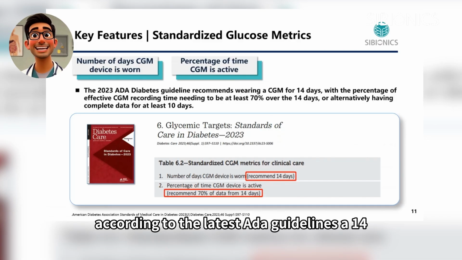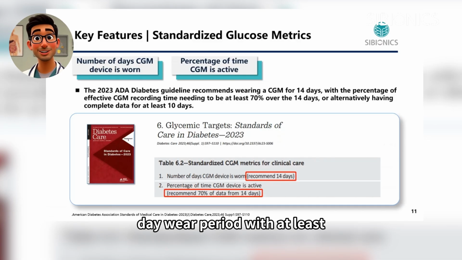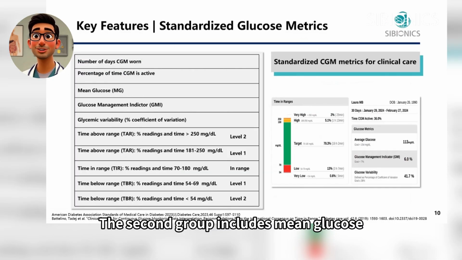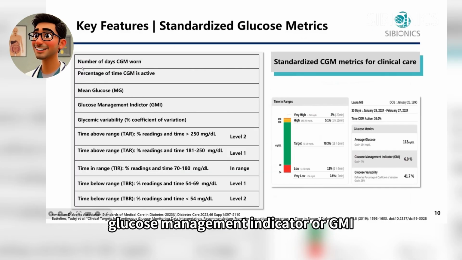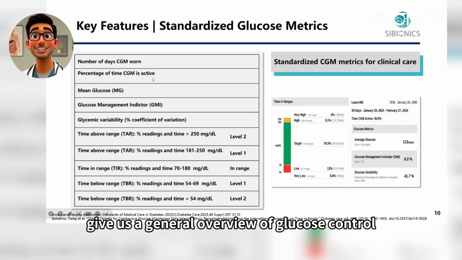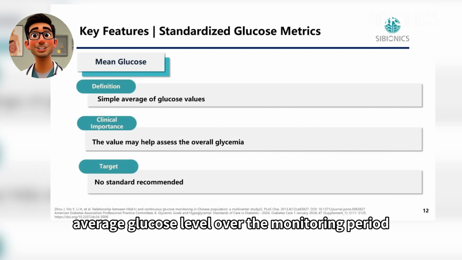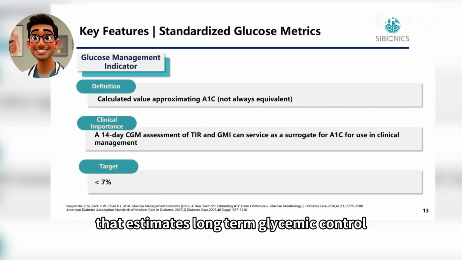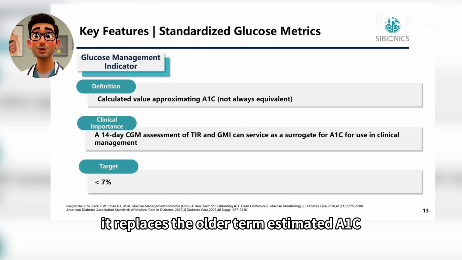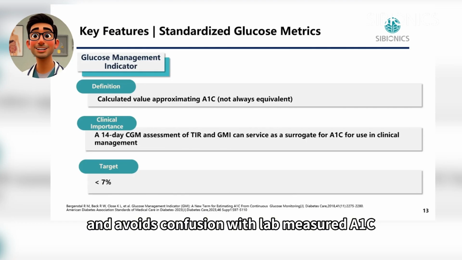According to the latest ADA guidelines, a 14-day wear period with at least 70% of active recording is recommended. The second group includes mean glucose, GMI, and glycemic variability. These three metrics give us a general overview of glucose control. Mean glucose refers to the average glucose level over the monitoring period. GMI, or glucose management indicator, is a newer metric that estimates long-term glycemic control based on CGM data. It replaces the older term estimated A1C and avoids confusion with lab-measured A1C.